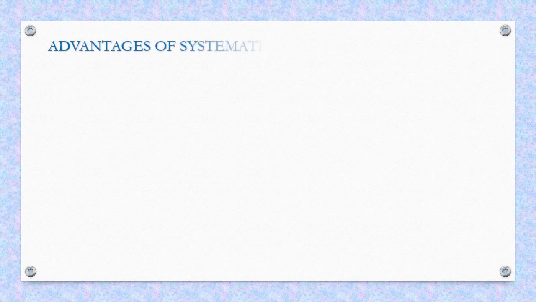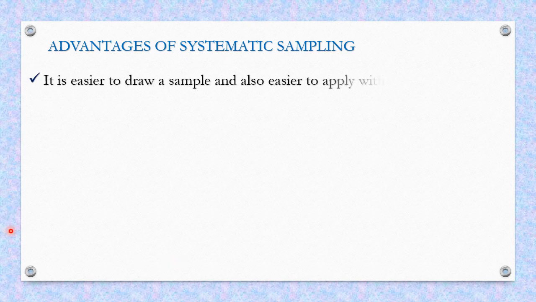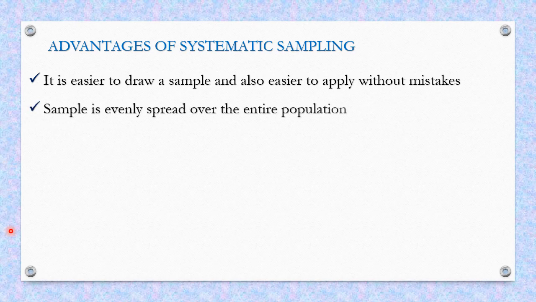Now let's conclude our tutorial with the advantages and disadvantages of systematic sampling, starting with the advantages. It is easier to draw a sample and also easier to apply without mistakes. It's very easy. You just draw the first sample and then you take all the values till the bottom. That's your sample done. The sample is evenly spread over the entire population, because we are dividing the whole population into groups according to the sample size, and from each group we are taking a sample, so the sample is spread over the whole population.